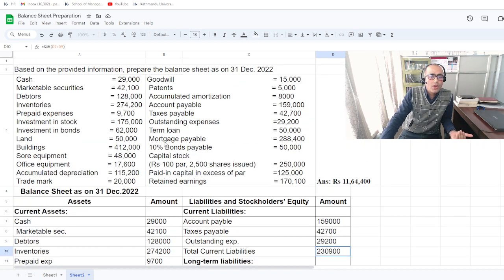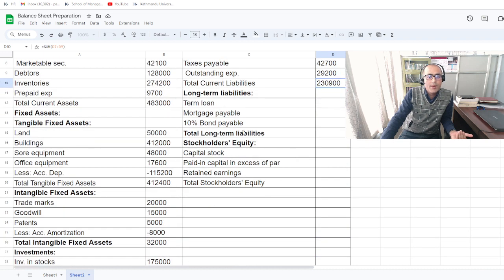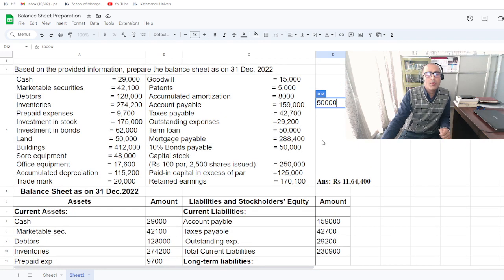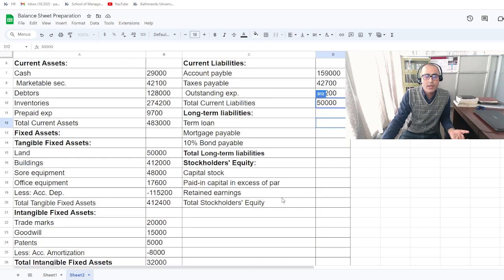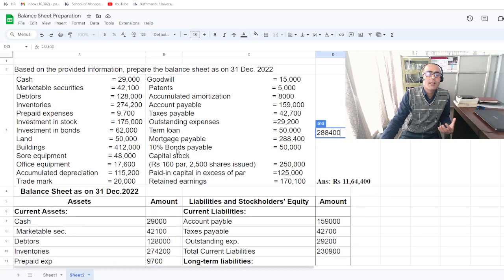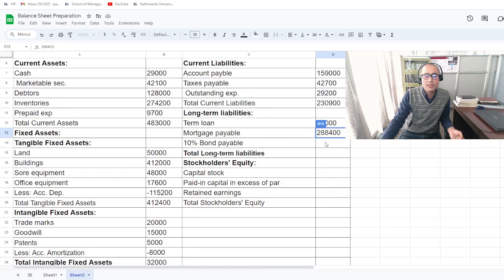Short-term liabilities mature within a year, while long-term liabilities have a maturity period beyond 1 year. Now the term loan, again we have 50,000. Now what about the mortgage payable? Mortgage payable is when you borrow money from financial institutions, then we have a mortgage loan, that is the payable, 2,88,400. Now what about the bonds payable? When the company needs long-term finance, they could issue bonds. That's 50,000.